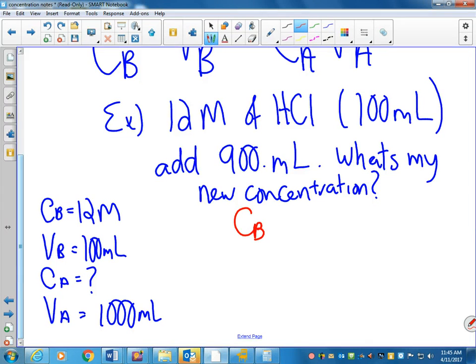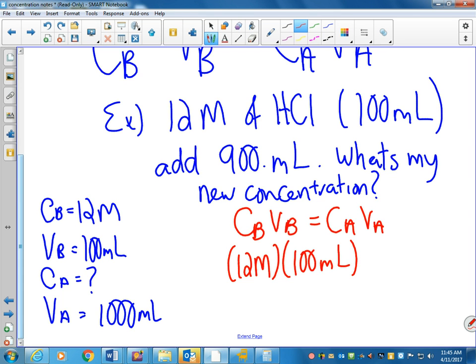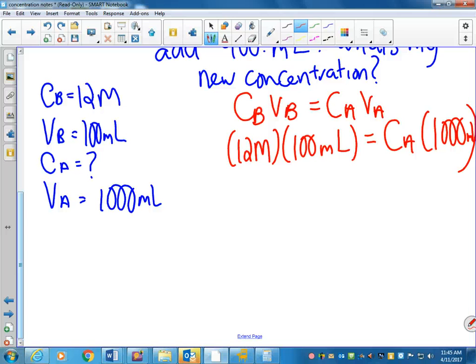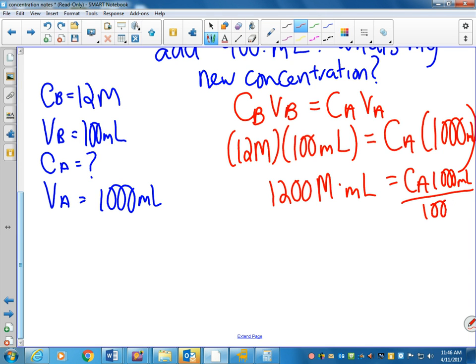So concentration before times volume before equals concentration after times volume after. 12 mole per liter times 100 milliliters is equal to concentration after times 1,000 milliliters. So how do you solve this? We're going to divide by 1,000. By 1,000 or 100? I went 1,200. Okay, so you got this as 1,200 moles times milliliters, right? Because really, you multiply the units too. Just like we multiply anything, you have to multiply your units. So on this side, we get 1,200 molars times milliliters is equal to my concentration after, and then I'm going to divide by 1,000 milliliters.